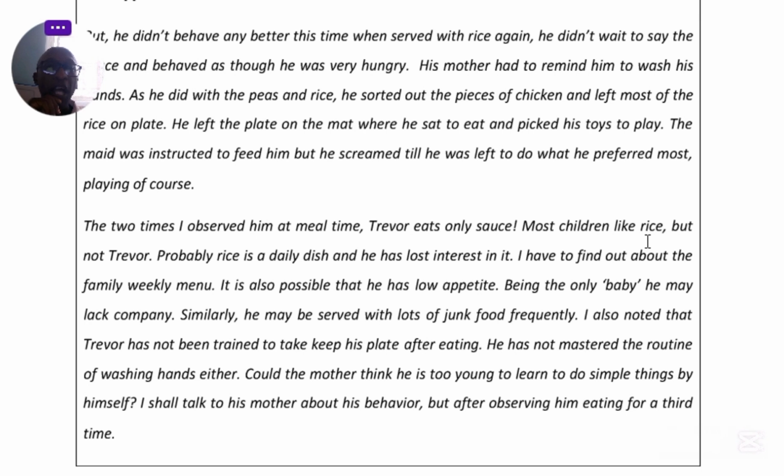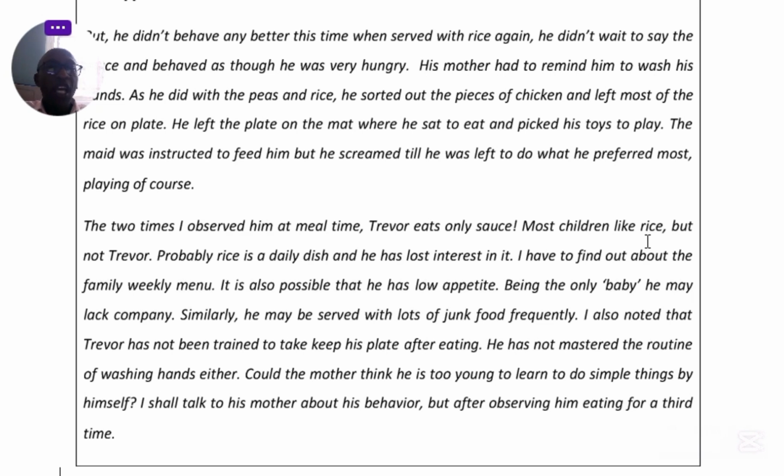I have to find out about the family menu. It is also possible that he has no appetite. He's making meaning out of the observation. Being the only baby, he may lack company. Similarly, he may be served lots of junk food frequently, and therefore he has no appetite.